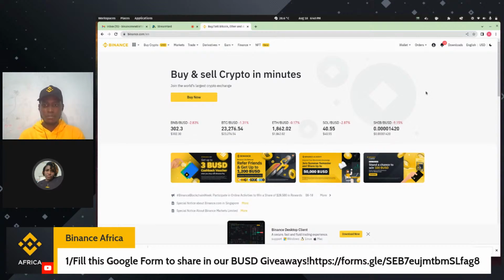But I want us to look at what benefits there are for Binance P2P. The first thing is what I explained about the escrow. This holding mechanism protects both the buyers and the sellers.